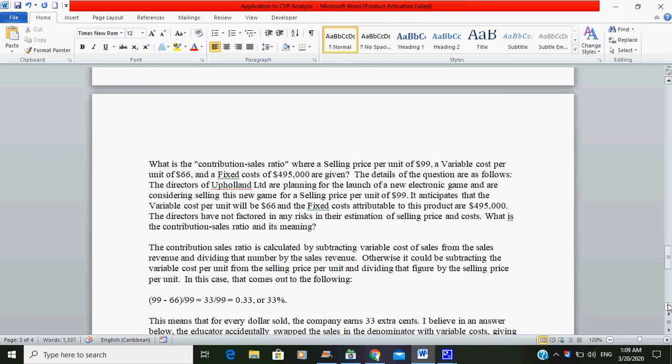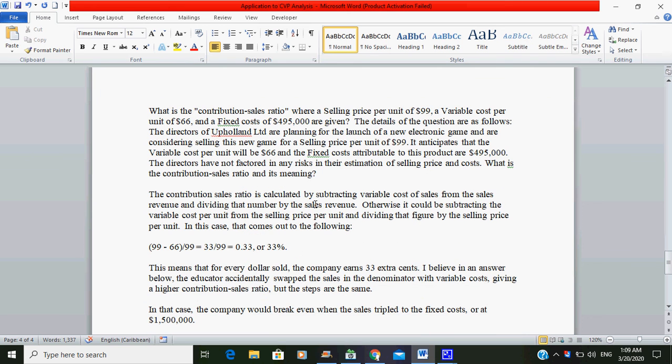The contribution sales ratio is calculated by what? Subtracting the variable cost of sales from the sales revenue and dividing that number by the what? Sales revenue. Otherwise, it could be subtracting the variable cost per unit from the selling price per unit and dividing that figure by the selling price per unit. In this case, that comes out to the following.